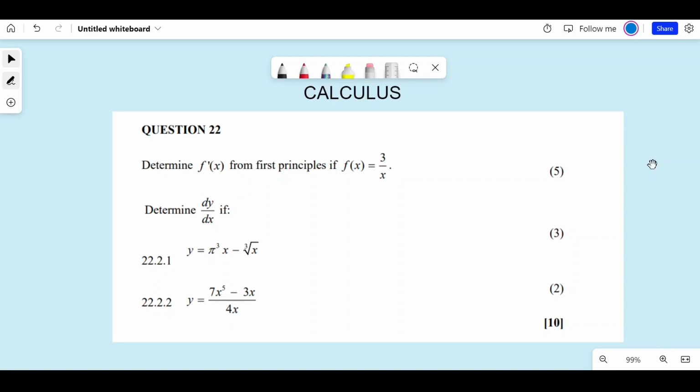I have already taken a question from a question paper. This is the first part of the calculus question in the examination. As you can see in this question, the first part is to find the derivative from first principles, and then the remaining questions are also to find the derivative but using the rules of differentiation. So today we are going to see how to use the first principles and also the rules of differentiation.